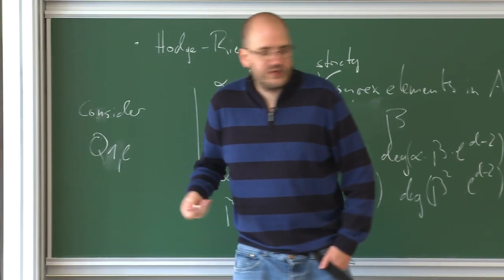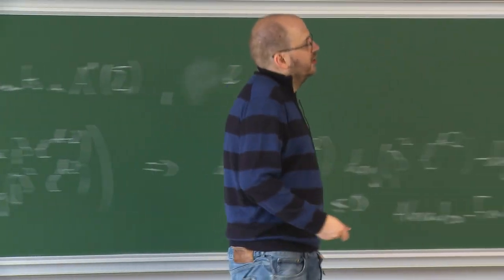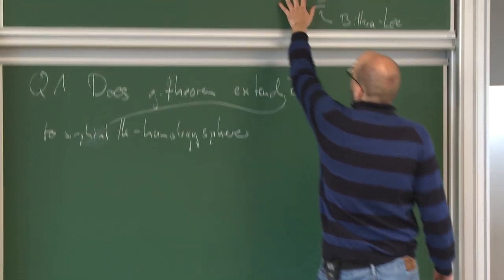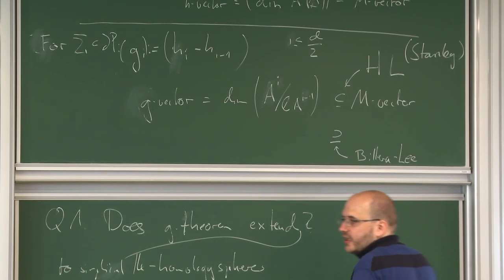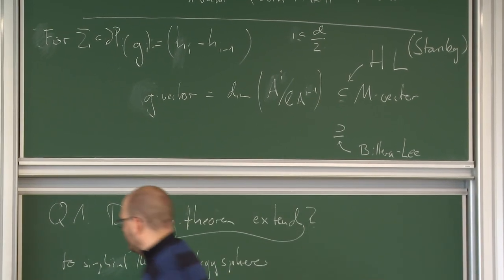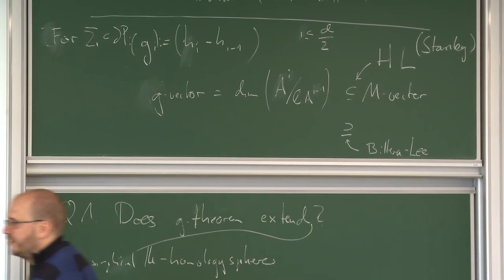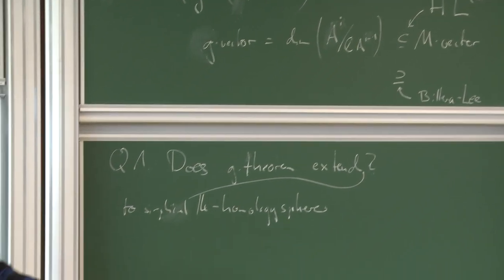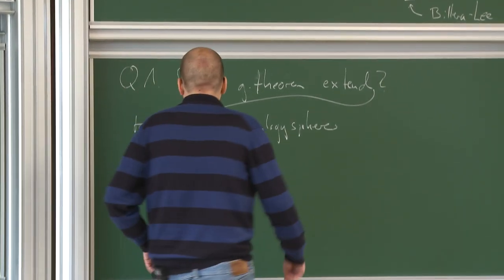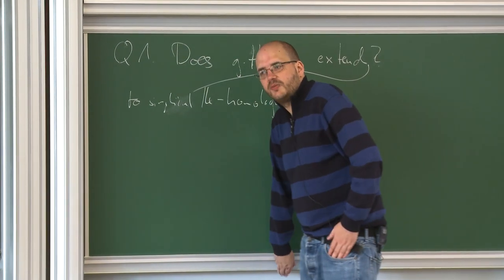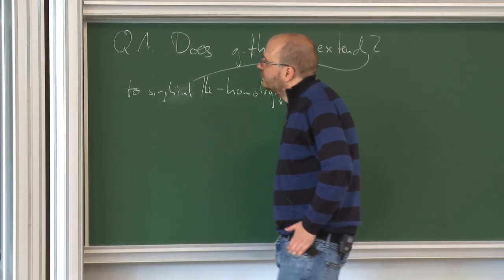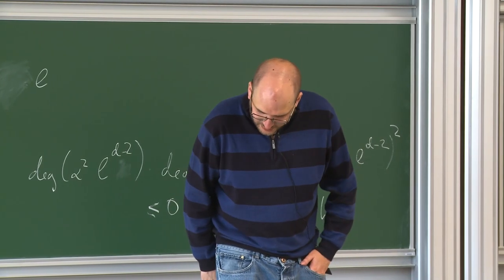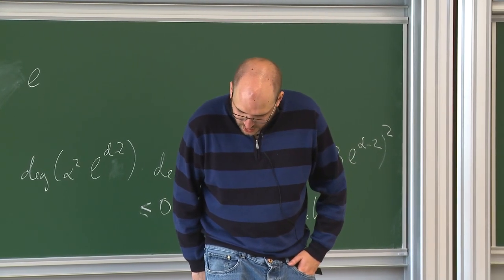All right, and this is really just one direction. If we prove the Hodge-Lefschetz theorem for the A rings of simplicial homology spheres, then in particular we get this automatically, because Billera-Lee already gives us the other direction. Okay, that's one question for now. It will be a theorem. I don't know whether we will get it done this week, probably not. But by the end of the Hadamard lectures, we will be done.